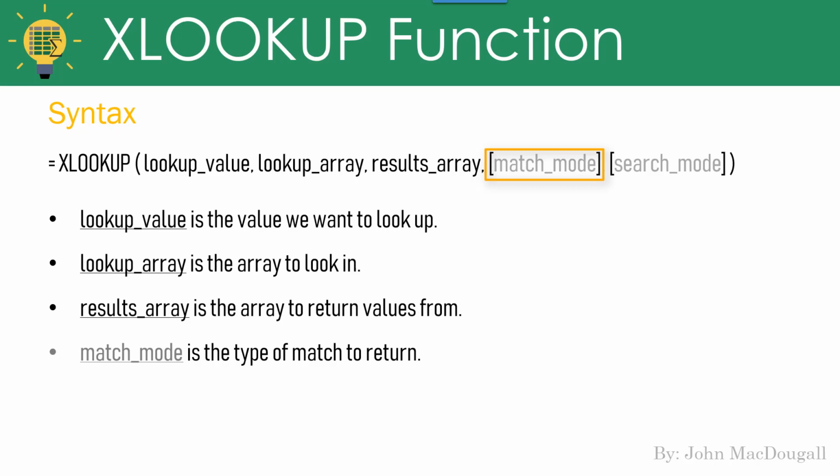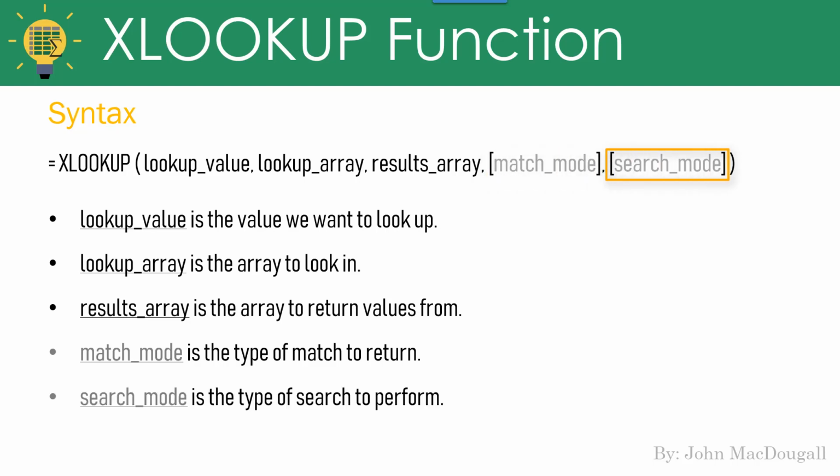And our first optional argument is the match mode. So this is where we can choose if we want to return an exact match or various other options in here. And we also have a search mode. So here we can choose to perform a search from first item to last item or last item to first item and a few other options as well. So let's head into Excel and take a look at this.